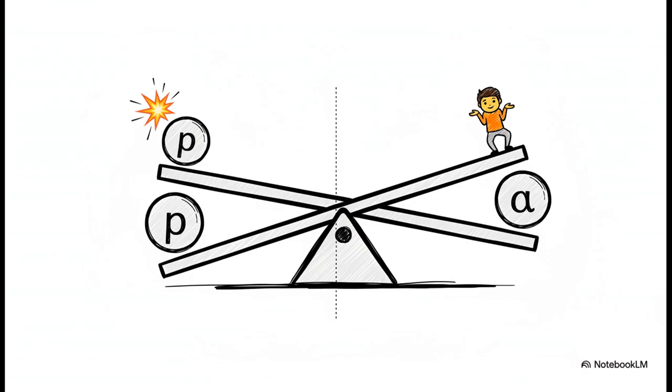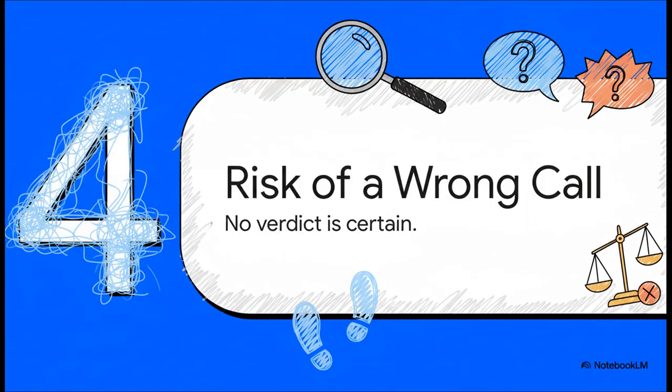But if our p-value is bigger than alpha, the evidence just isn't strong enough. And notice the very careful wording here. We fail to reject the null. We never say we proved it's true, just that we didn't have enough evidence to prove it was false. But just like in a real courtroom, no verdict is ever made with 100% certainty. We're dealing with probabilities here, which means there's always a chance, however small, that we made the wrong call.